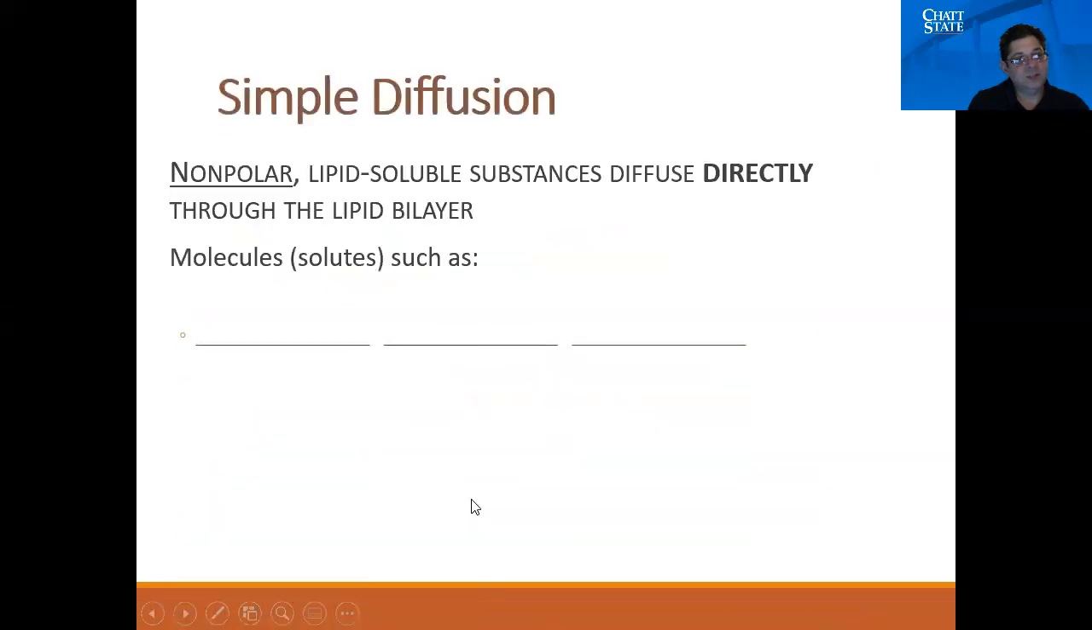All right, getting specific about simple diffusion, nonpolar molecules. Here are the examples: lipids, steroids, and gases. Please know these examples of what's going to move through using simple diffusion. Remember, simply slippery lipids, if that helps. And gases, they're slippery sometimes too.